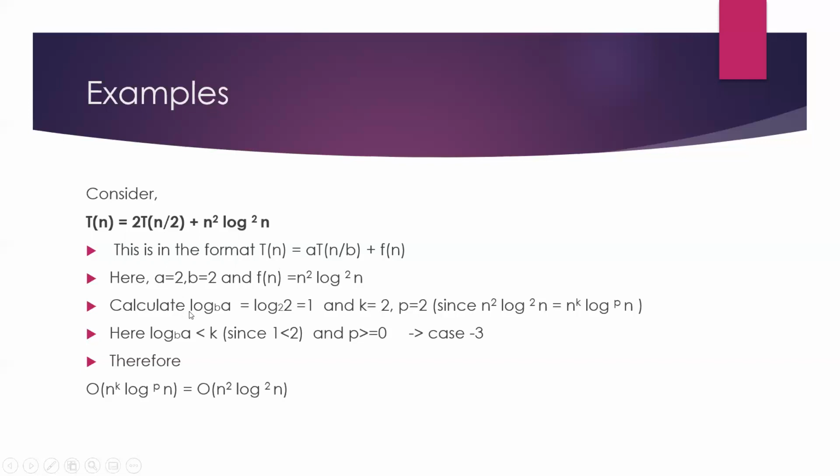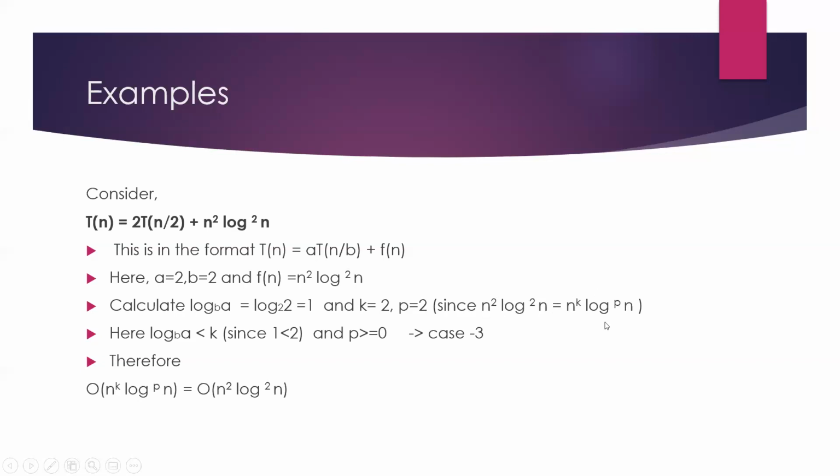Now we are going to calculate log a to the base b, that is log 2 to the base 2, which is equal to 1, and k is equal to 2. How we have obtained k equal to 2 is that n^2 log^2 n is going to be equal to n^k log^p n. Since we already know f(n) is n^2 log^2 n in this case, and the generalized format of f(n) is n^k log^p n, obtaining the values of k and p, n^k is equal to n^2, which gives k equal to 2.